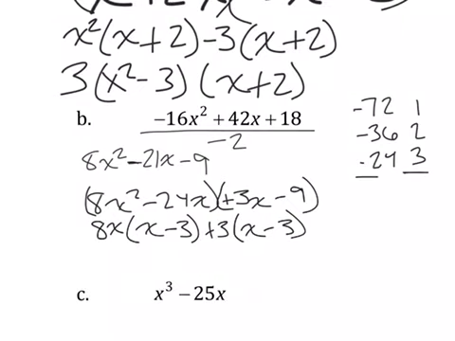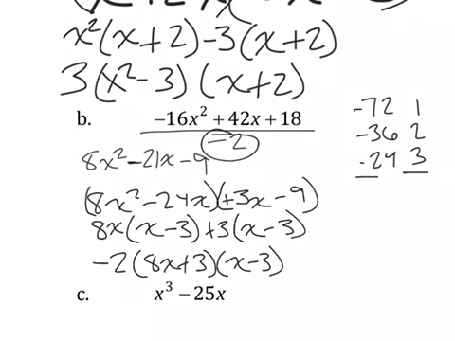Okay, so what's our final factored expression going to be? Well, we started out factoring with a negative 2. So we got to start with that. So it's going to be negative 2 times 8x plus 3 times x minus 3. Where did I get all these? We started with that. Then we combine this term and this term.